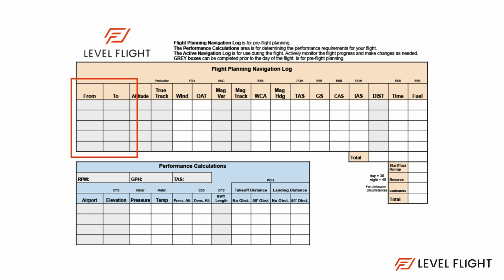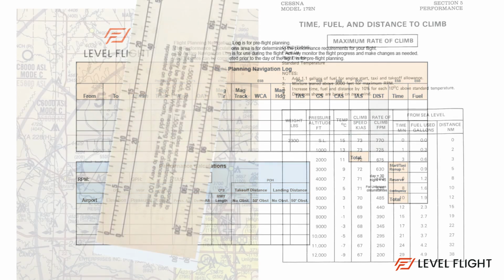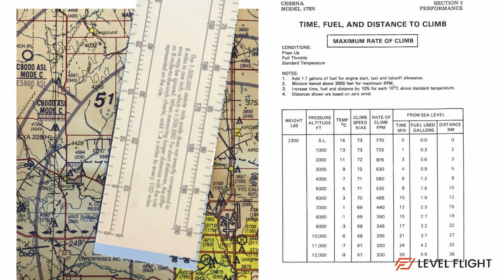In order to start filling this part out, we need to jump ahead quickly and refer to the time, fuel, and distance to climb chart from our POH. The reason for this is that we want to see if the distance to climb is further, less than, or the same as the distance from the departure point to the set heading point.